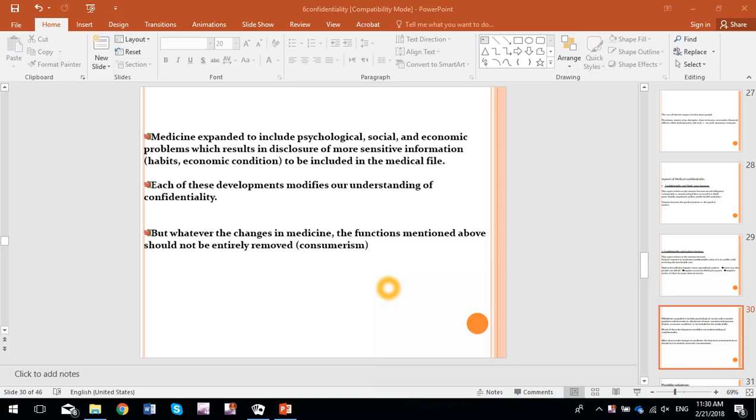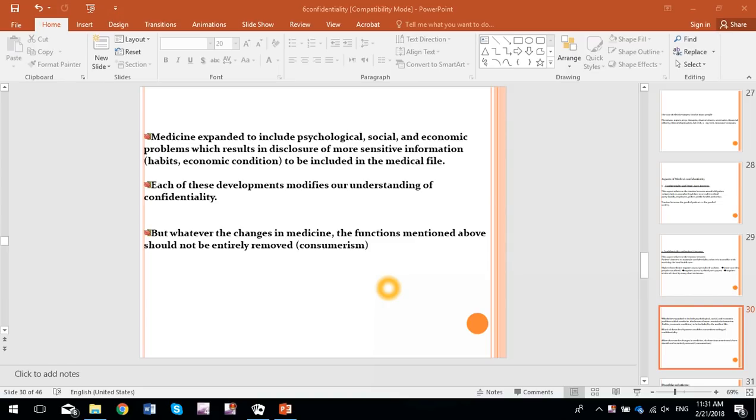Medicine expanded to include more. Now, if you are taking the history from the patient, you start with the social history, then the complaint. There is also the psychological status of the patient and economic problems of the patient. All these are included in the medical file, which results in disclosure of more sensitive information like his or her habits and the economic condition of the patient. If you look into the medical file, you can see so much social, psychological, and economic information related to the patient beside the physical complaint, the family history, and the present and past history of the disease.